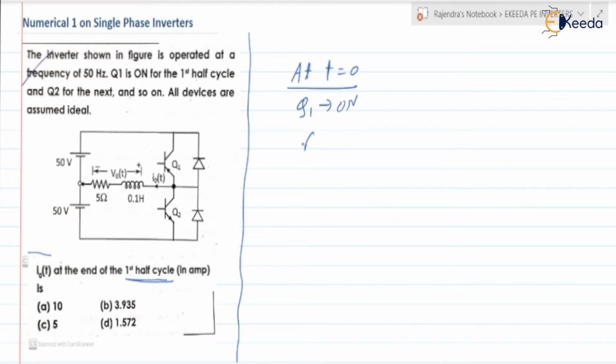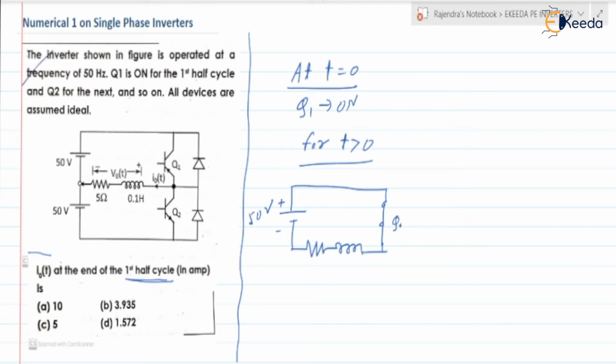So for t greater than 0, can we draw the equivalent circuit? Yes, for t greater than 0 we can draw the circuit with a voltage source equal to 50 volt. Transistor Q1 is acting as a short circuit, and we have the R and L here, the resistor and the inductor. This is 5 ohm, this is 0.1 Henry, and this current is I0 of t.